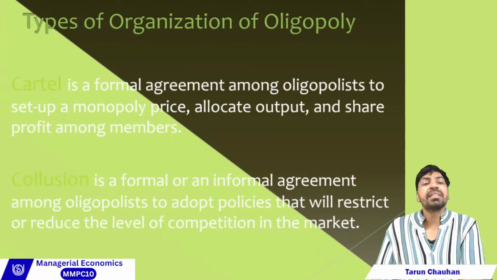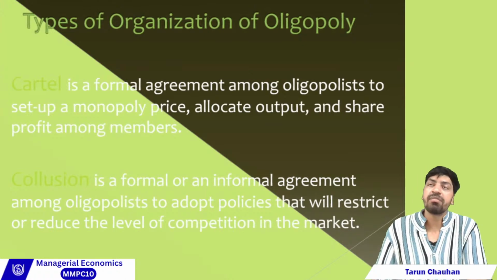Types of organization of oligopoly. There are two types of organization. The first one is cartel and the second one is collusion. Cartel is a formal agreement among the oligopolists to set up a monopoly price, allocate the output and share profits among all the members in the market.